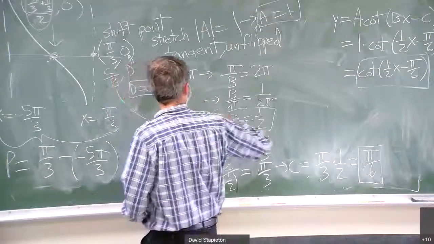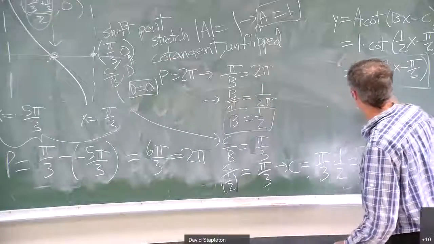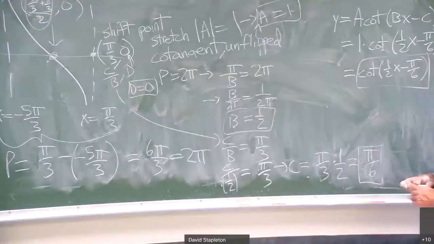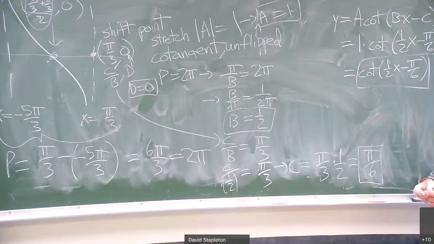All right, any questions on this one? Can you do something like this? Use either a tangent or a cotangent to write an equation for a graph?